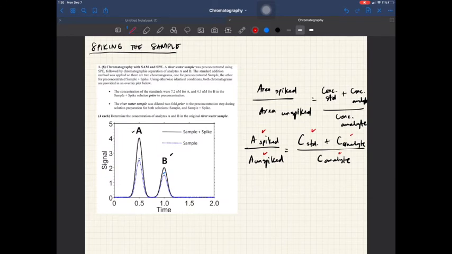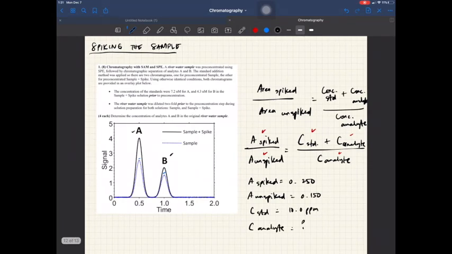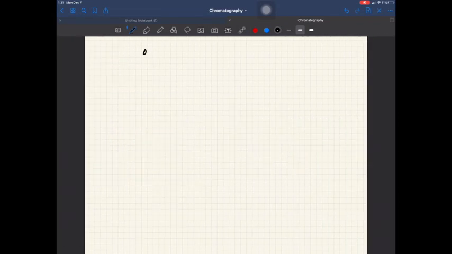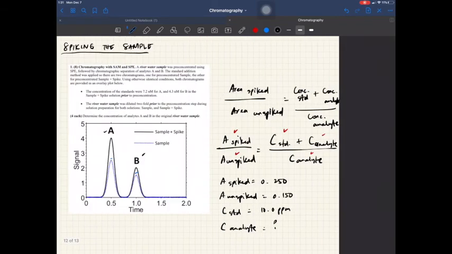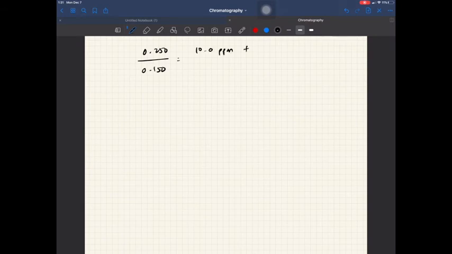Let's have an example for this. Suppose the area of a spiked sample is 0.250 and the area of the unspiked is 0.150. The concentration of the standard that is spiked is, let's say, 10 ppm, and we should calculate the concentration of the analyte. Using this formula, it's just ratio and proportion. We have 0.250 over 0.150 is equal to 10 ppm plus x over x.